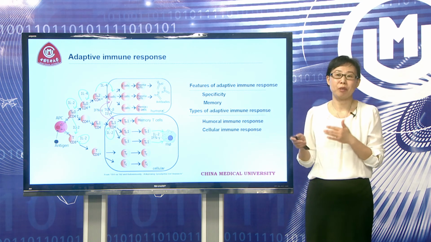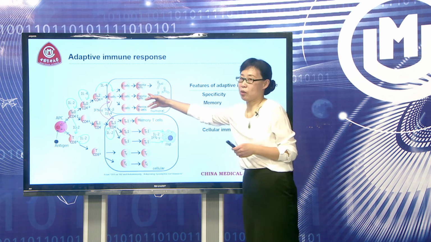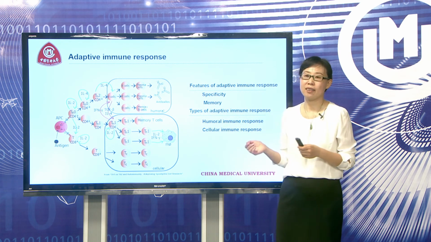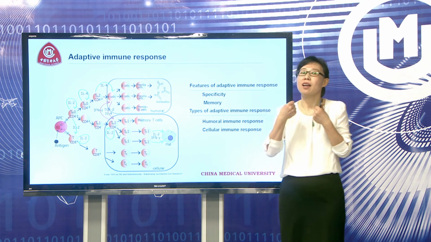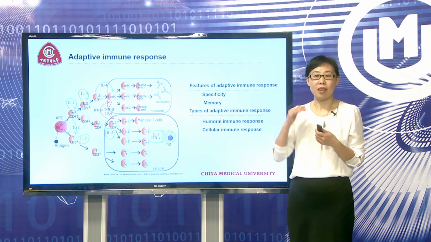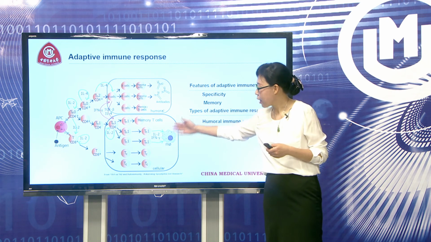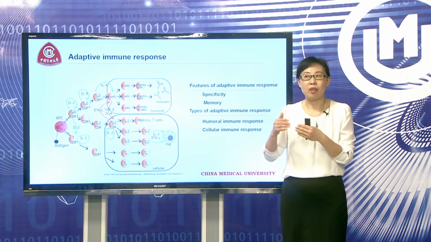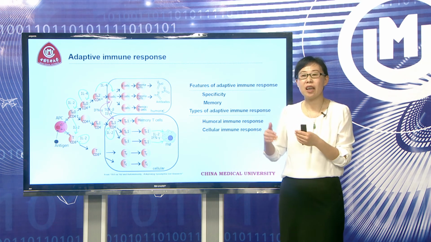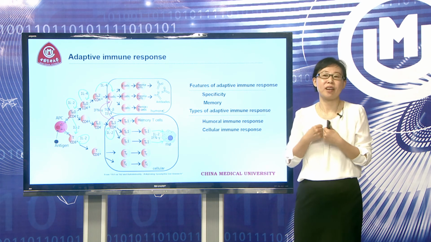In the humoral immune response, the B lymphocyte will develop into plasma cells and secrete a protein which is called antibody. The antibody combines with the antigen specifically and mediates some important functions. In the cellular immune response, T cells will proliferate and differentiate into effector T cells. Those T cells can fight against the pathogen directly.